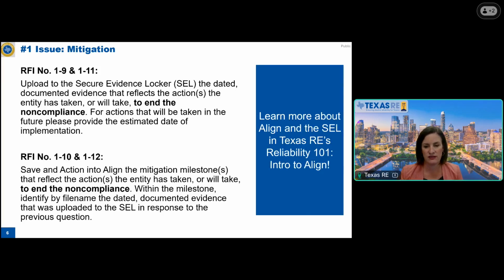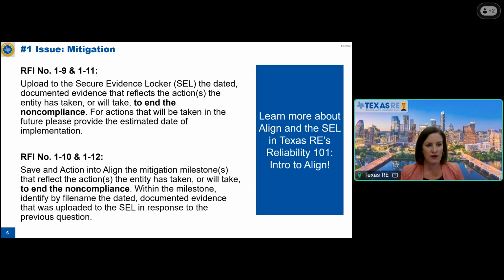Align is, of course, the program that we use for submissions of your self-reports. And if you would like to learn more about Align and maybe get some more background on it, I wanted to mention that you can learn more about Align and the Secure Evidence Locker in Texas RE's Reliability 101, Intro to Align, which you will find the same place that you found this module.